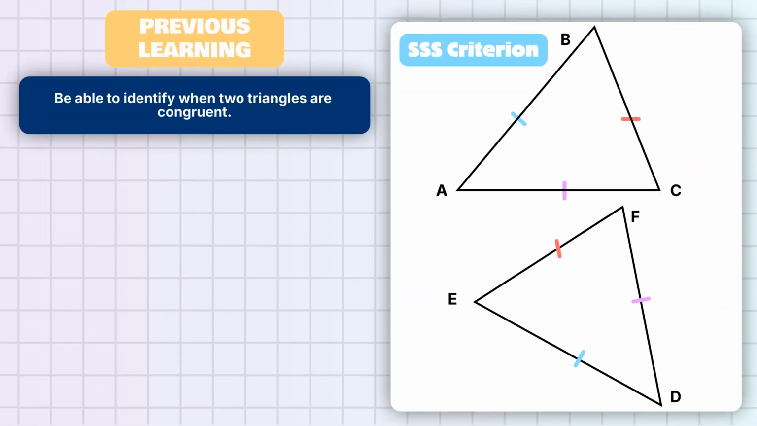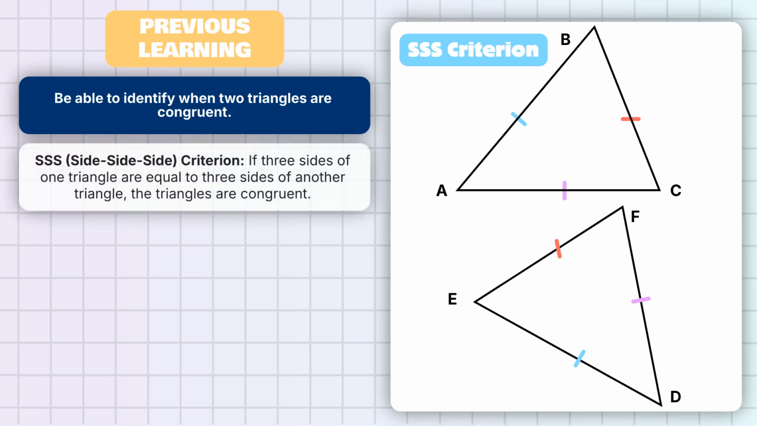Let's briefly remind ourselves of the criteria for congruent triangles. First, the side-side-side criterion. If three sides of one triangle are equal to three sides of another triangle, the triangles are congruent.